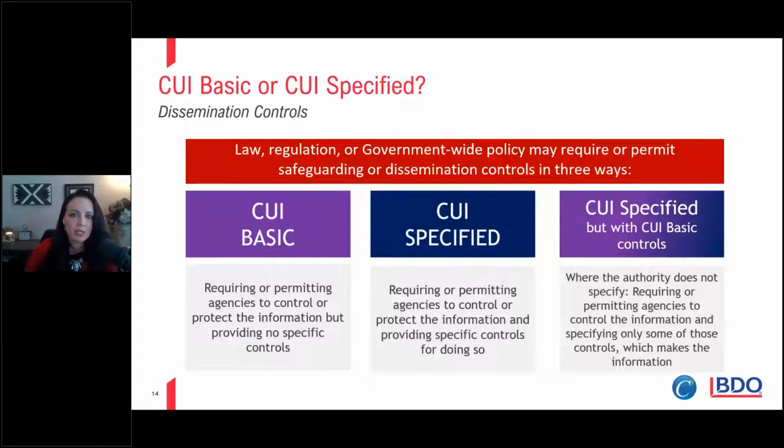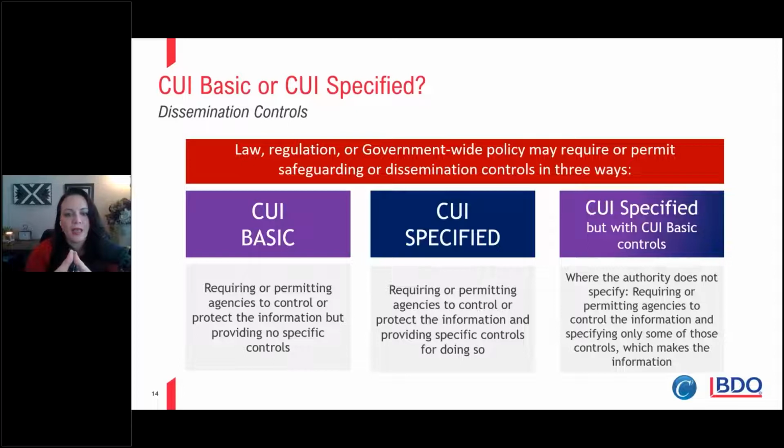One of the interesting things about CUI is they have categories of CUI that are considered either CUI basic, and CUI basic will have just a CUI marking header on it, or CUI specified. So we have top level categories of CUI and then sub-level categories underneath those categories that specify very specifically what that information is. CUI basic is requiring or permitting agencies to control or protect the information, but providing no specific controls. In other words, we're not looking at a subcategory. We're just saying it's CUI. Here's a top level category. It falls under this generically.